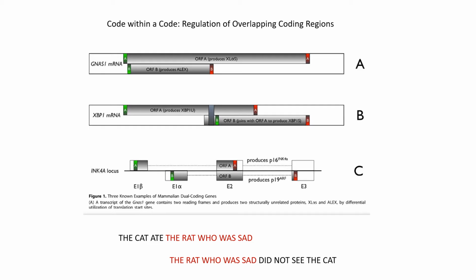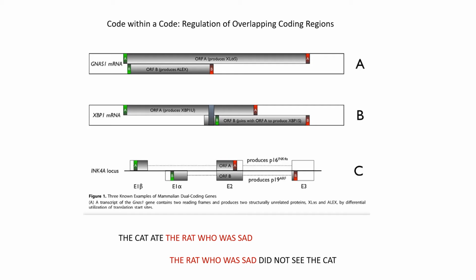Alternatively, I could want a different protein sentence, which is: the rat who was sad did not see the cat. And you see that there is an overlapping region there, and that overlapping region is in red, the rat who was sad. So somehow DNA is structured such that the bases in the DNA would be: the cat ate the rat who was sad did not see the cat. And I can begin and end to make the first sentence, or begin and end to make the second sentence.